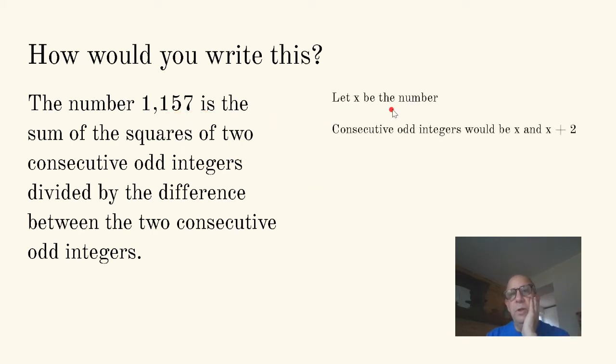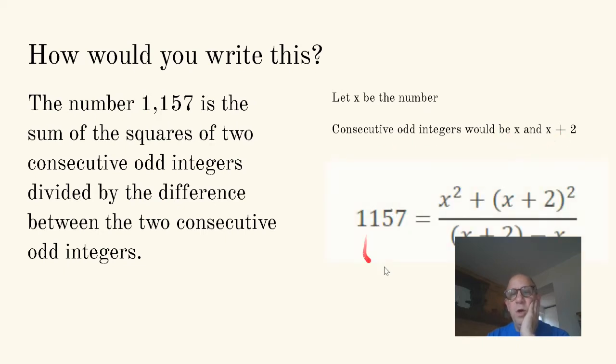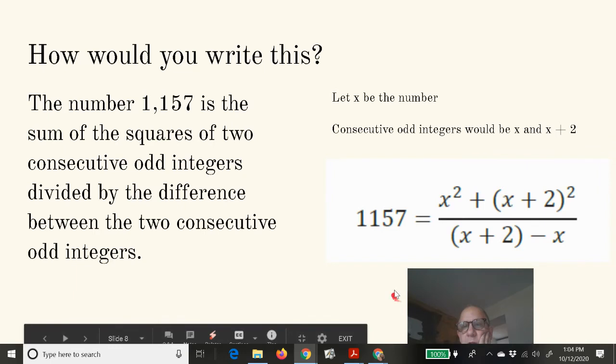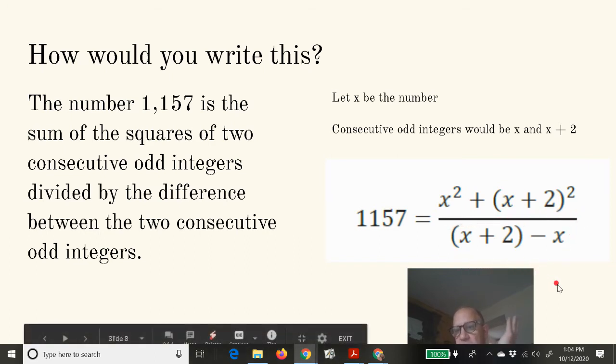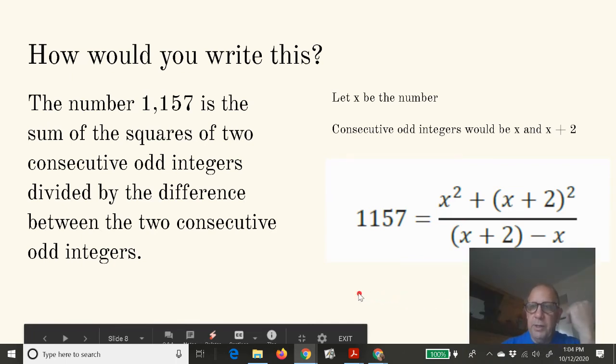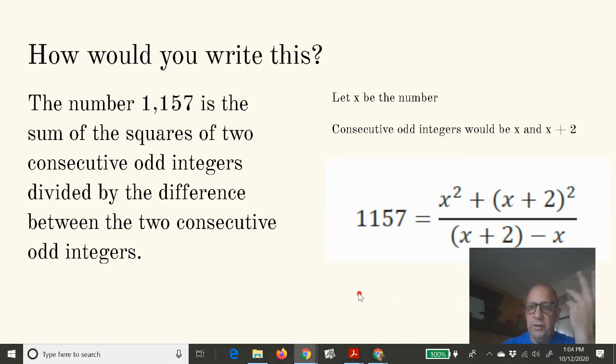So here we go. Let x be the number. Odd integers are x and x plus 2. So here's my thing. 1,157 is x squared plus x plus 2 squared, divided by x plus 2 minus x. So there we go. That's how we write it. I know this one was complicated and I walked you through it. You're going to get to do some of your own. We'll start with easier ones.